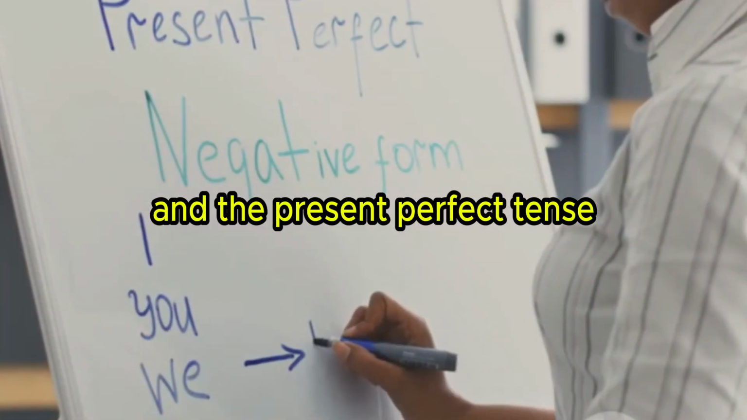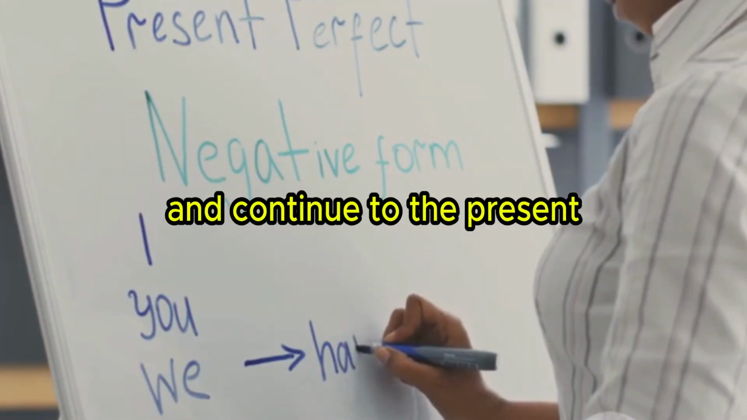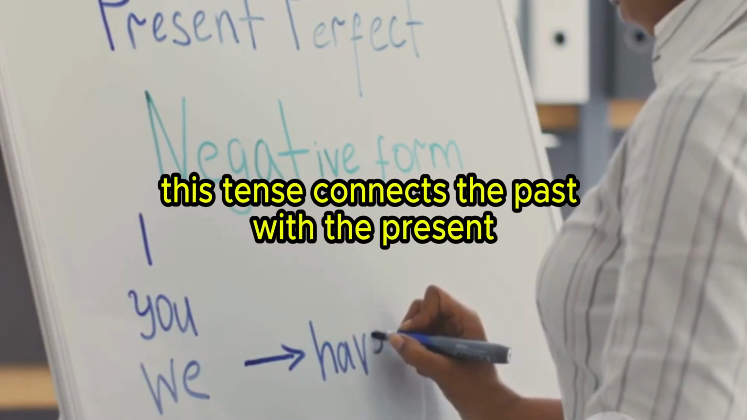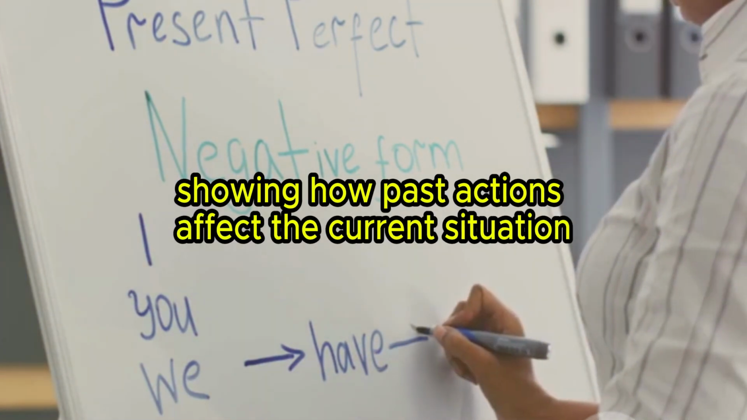And the present perfect tense, I have eaten, to talk about actions that started in the past and continue to the present. This tense connects the past with the present, showing how past actions affect the current situation.